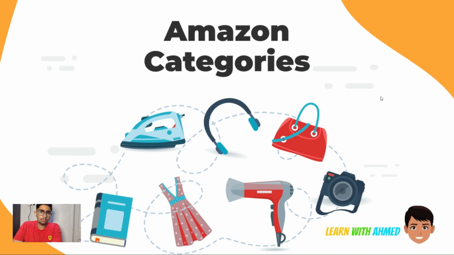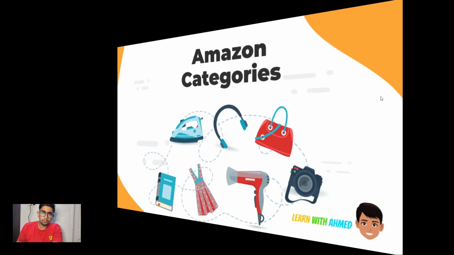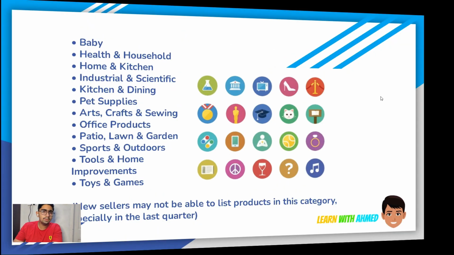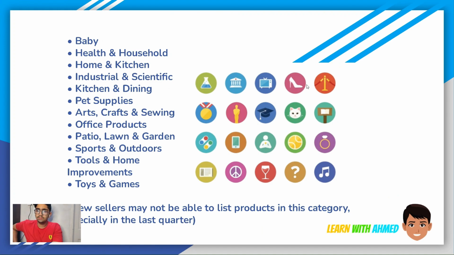So now let's talk about Amazon categories. Amazon has divided listings into categories. Categories can be like home and kitchen, sports and outdoor, office and supplies, baby and all. These are some examples: baby, health and household, home and kitchen, industrial and scientific, kitchen and dining, pet supplies, art, crafts and sewing, office product, facial, lawn, garden, sports and outdoor, tools and home improvement, toys and games.